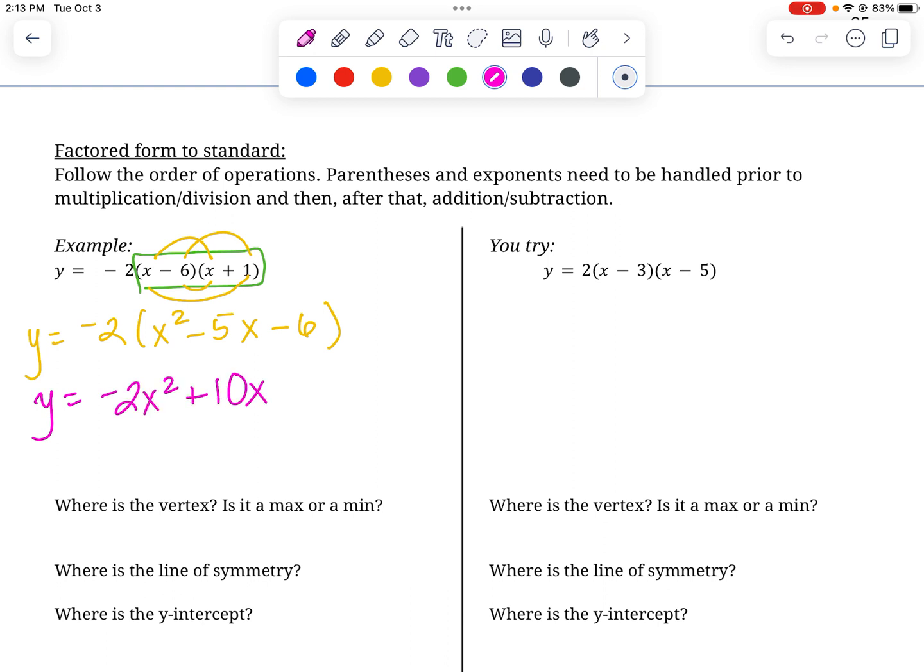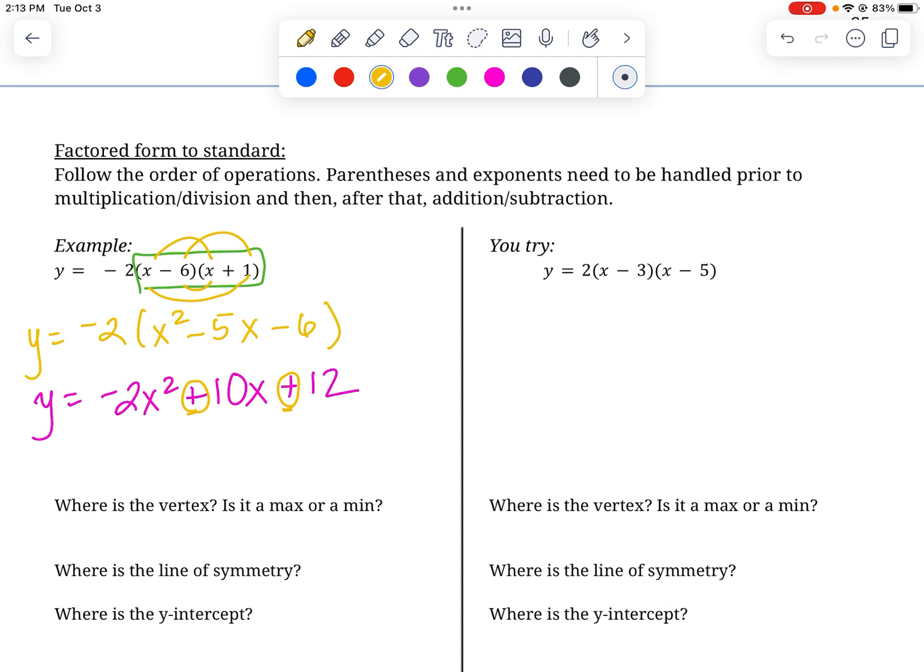Remember that a negative times a negative is positive. So you'll see in these two spots I have a positive and a positive here, because -2 times -5 is +10, and -2 times -6 is +12. So boom, here is our standard form already on the scene.